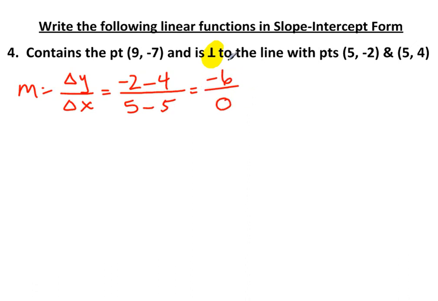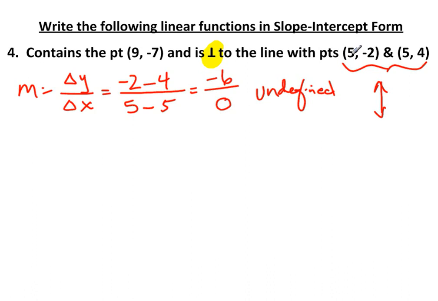So this should throw off some red flags. Negative 6 divided by 0, that's undefined. Okay. Oops. What will we get there? Okay, undefined. So what does that tell me? What kind of line has an undefined slope? Well, it must be a vertical line.